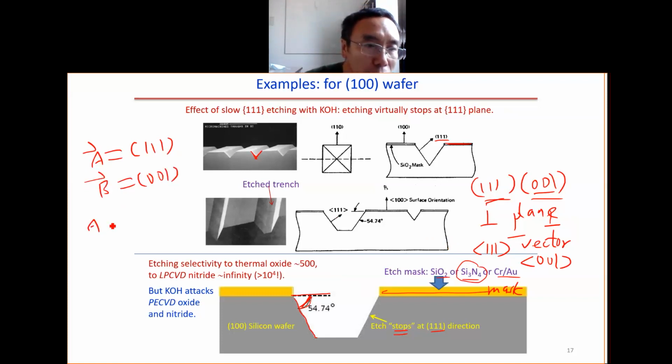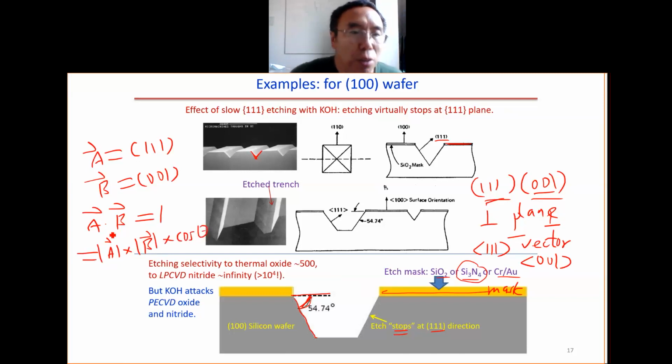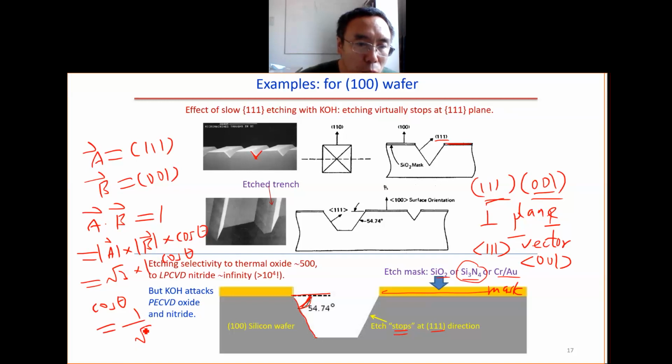So we know that A dot B, in this case, is 1 times 0 plus 1 times 0 plus 1 times 1, equal to 1, which is equal to |A||B| cosine theta. Theta is the angle between the two vectors. So you can see |A| equals square root 3, |B| equals 1. So cosine theta equals 1 divided by square root 3. So theta equals 54.7 degrees.